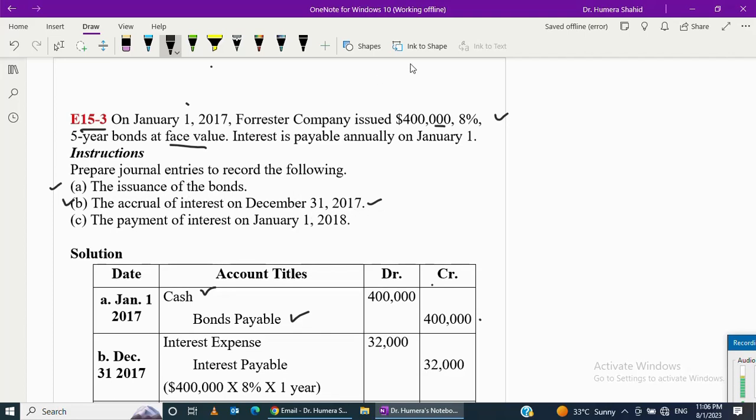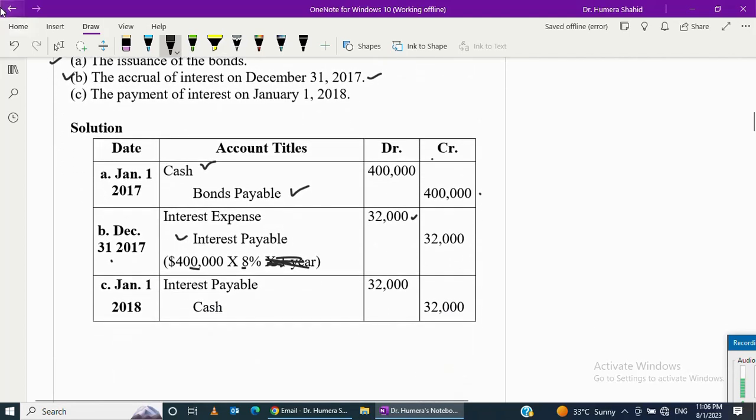The accrual of interest on December 31st, 2017. So let's calculate the interest. 400,000 is our bonds value, interest rate is 8%, so just multiply. 8% multiplied by 400,000, and you get interest expense 32,000, and it's 31st December. It's not the payment date, so it becomes our liability. And the next day, we have to do point number C. They say to record the payment of interest on January 1st 2018. So this interest payable, which was our liability, will be paid on January 1st and cash will be paid out. Exactly the same question as you did in exercise number 15-2.